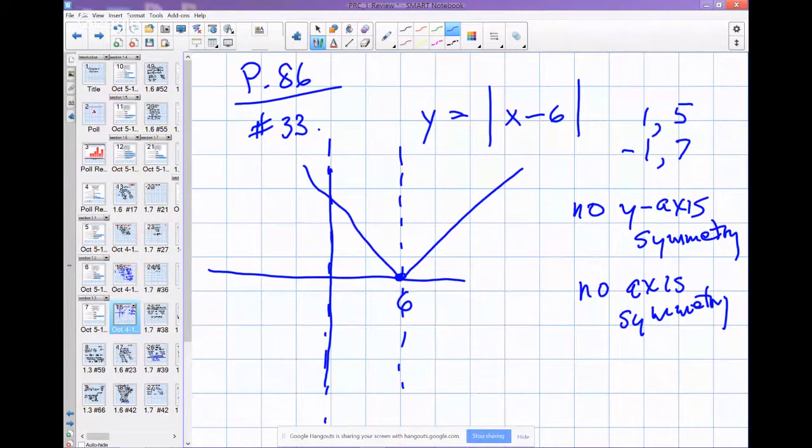Questions? Somebody else waiting for a question? Matt, I wanted to thank you for reminding me about the completing the square thing.